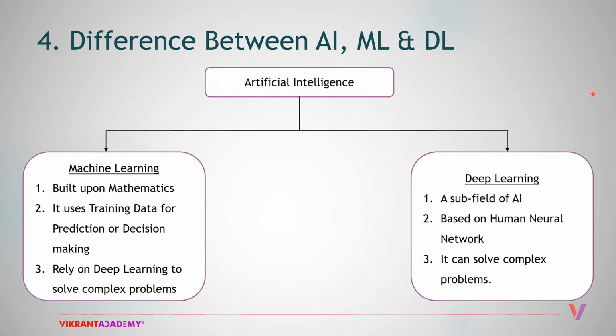And it relies on deep learning to solve complex problems. I hope you get that. So machine learning relies on deep learning to solve complex problems. Now moving to deep learning. Deep learning is also a subfield of AI. It is based on human neural networks, like machine learning. So yes, both have similar traits. However, deep learning goes beyond machine learning. So machine learning is above deep learning, and deep learning goes beyond.